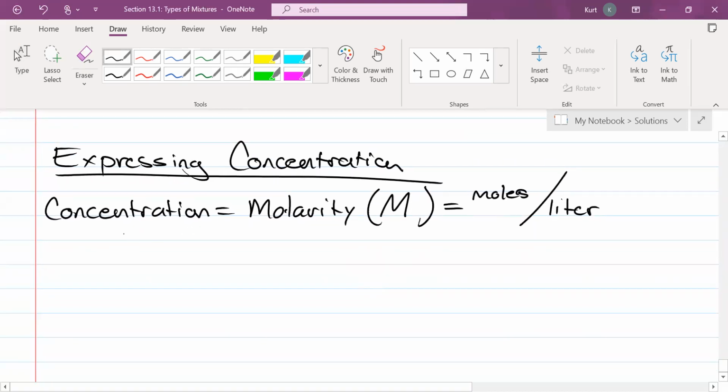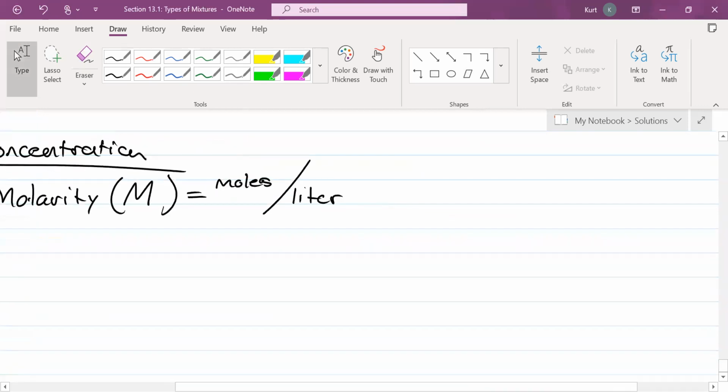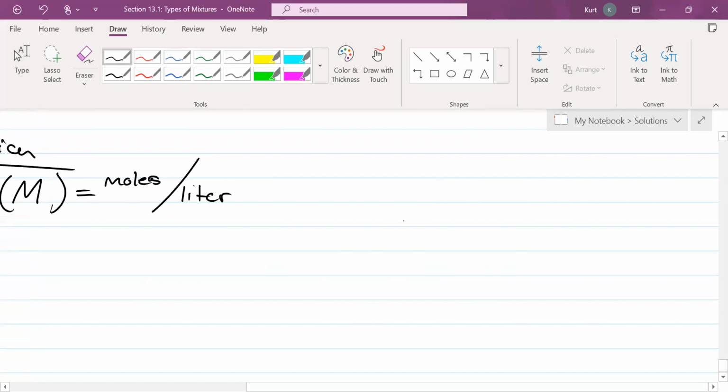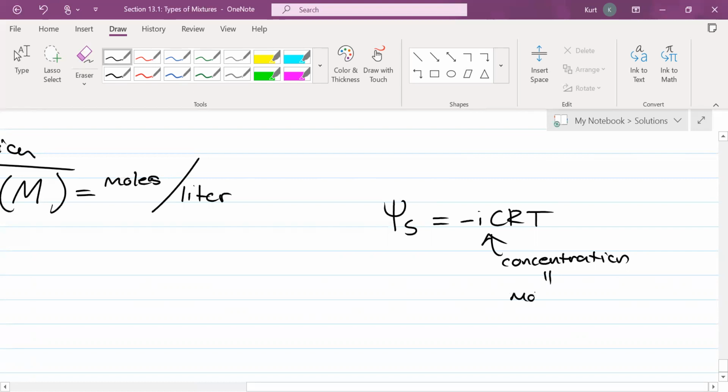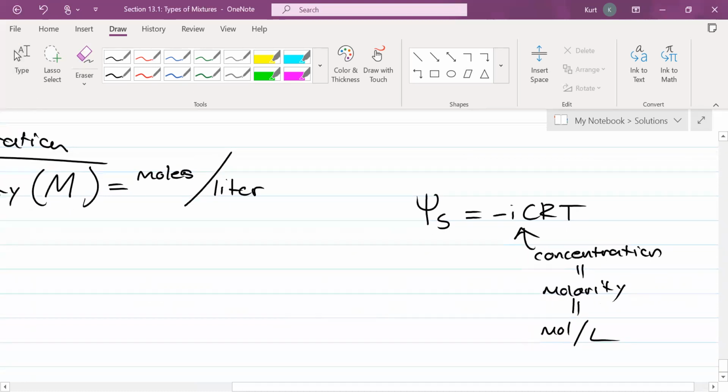So molarity and concentration, those two words are interchangeable. They're the same thing. Concentration is molarity, molarity is concentration. In my AP Bio class, they have to learn a formula called water potential. And a part of water potential is called solute potential. And the formula is negative iCRT. C stands for concentration. And concentration is molarity. Those words are interchangeable. And molarity is moles per liter.